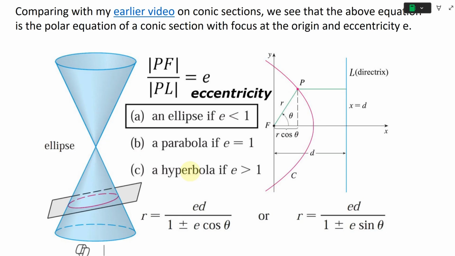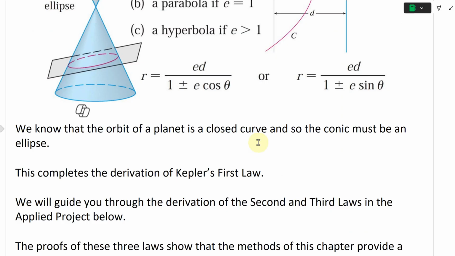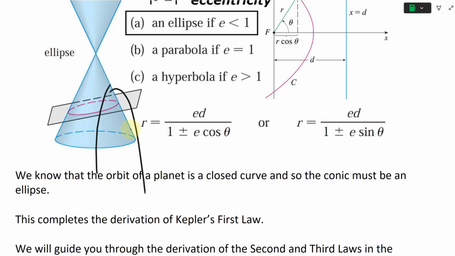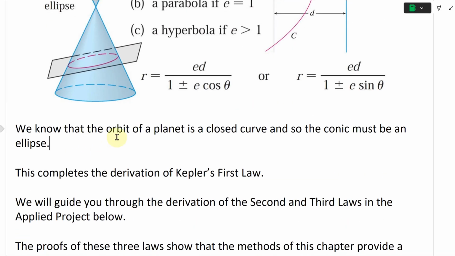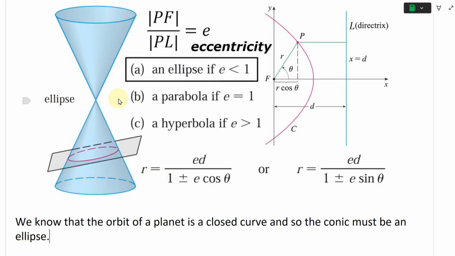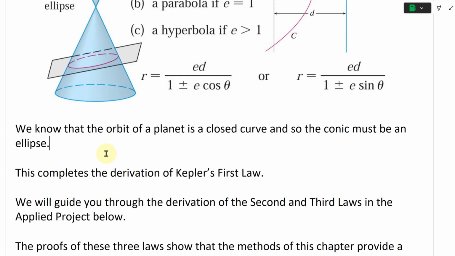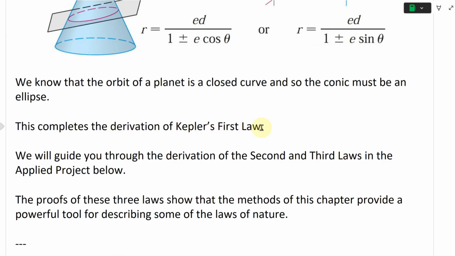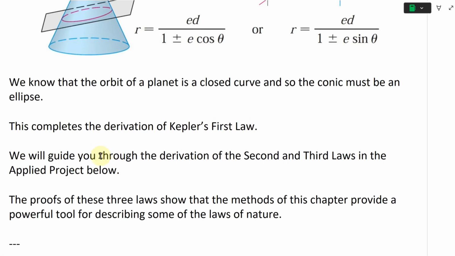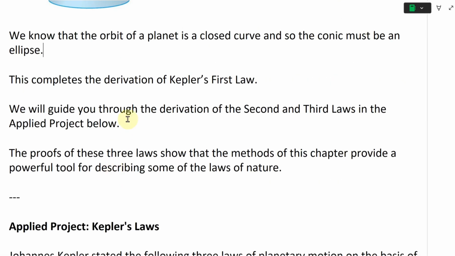But we know that the planet's orbit is a closed curve, so it always comes back to the same setup. It's not going to be flying all over the place randomly, or going like a parabola or hyperbola infinitely far away. So the orbit of a planet is a closed curve, and so the conic must be an ellipse. So we just proved Kepler's first law. This completes the derivation of Kepler's first law, and we will guide you through the derivation of the second and third laws in the applied project below.